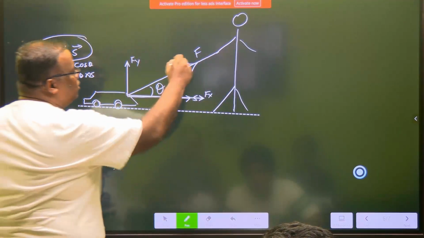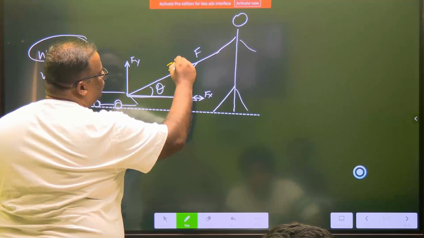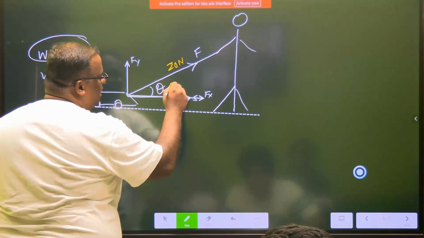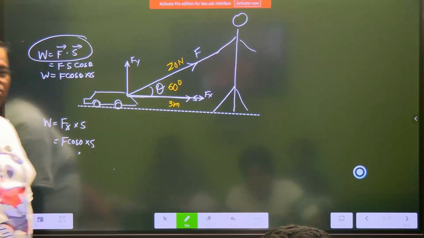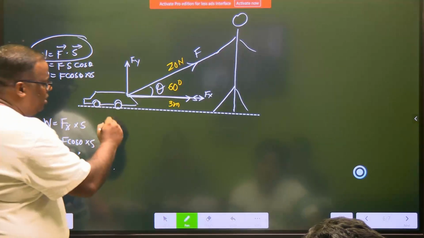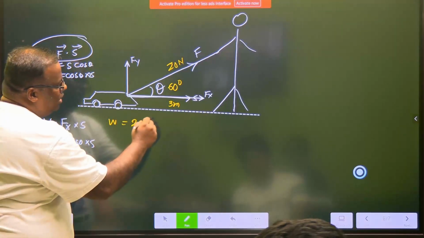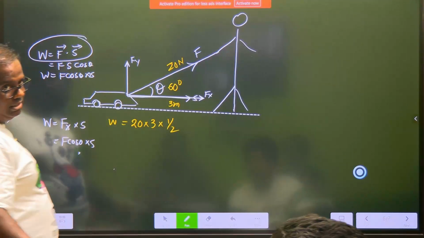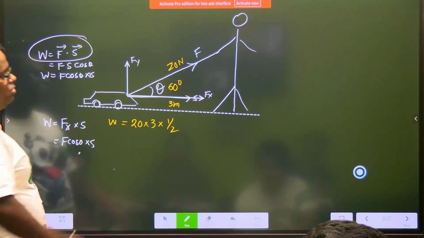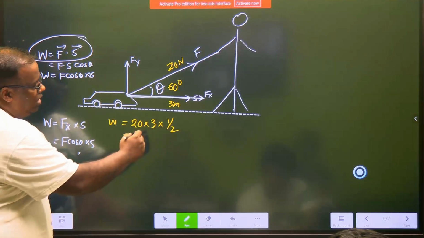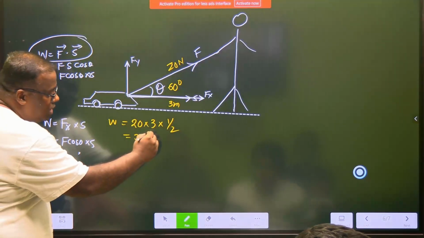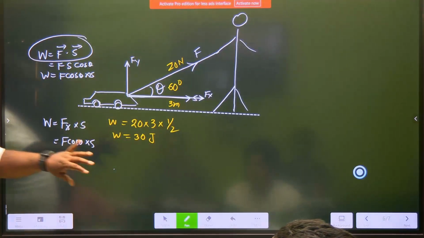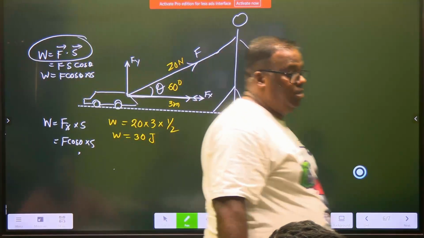A boy pulls it with a 20 Newton force, undergoes a displacement of 3 meters, maintaining an angle of 60 degree. Find the work done. So we can do it. W is equal to 20 into 3 into cos 60, which is equal to half. Sin 30 is half, so cos 60 is half. So कितना हो गया ये? 10 into 3, 30. Now what is the unit of work? Joules. We'll revisit this. Today we had only 15 minutes, so we'll not cover much.